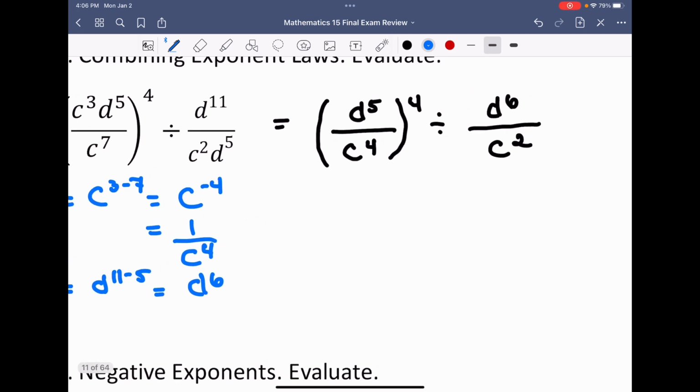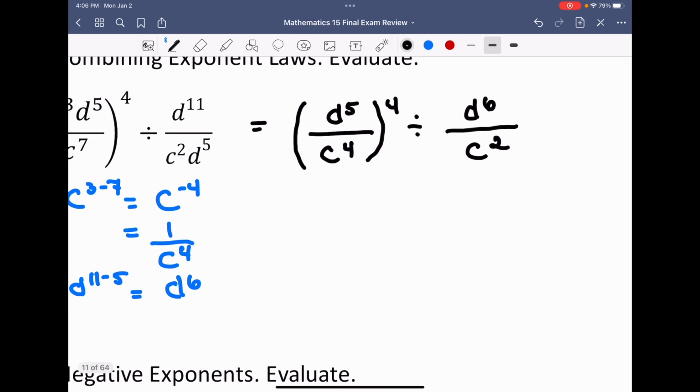All right, now let's continue our problem here. What I'm going to do is two different operations here. I'm going to apply that exponent using power rule. So it's going to become D to the 5 times 4, which is 20, over C to the 4 times 4, which is C16. And then I'm going to flip this from division to multiplication.